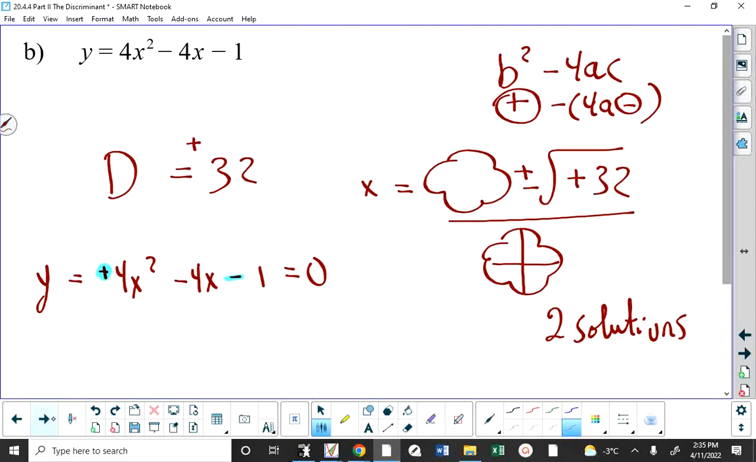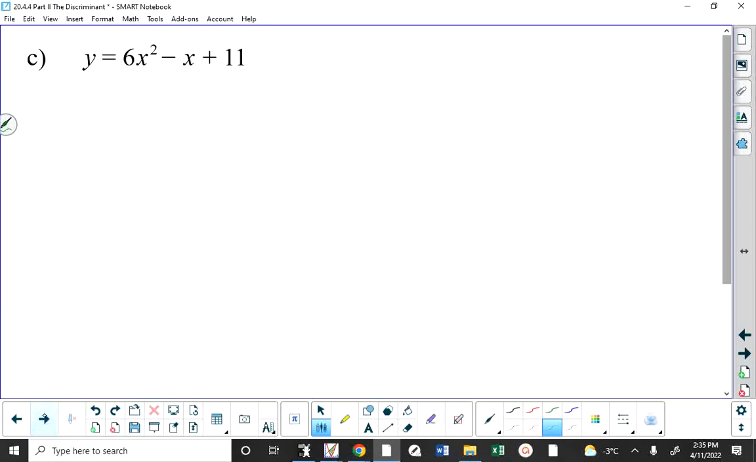I guess we should write down the answer here. Oh, I did. 2 solutions. b squared minus 4ac. That's all we have to do. Well, how many of you can tell right away it's going to be a negative number before you actually calculate it? Because it's going to be negative 1 squared minus a big number. Negative 263. No solutions.